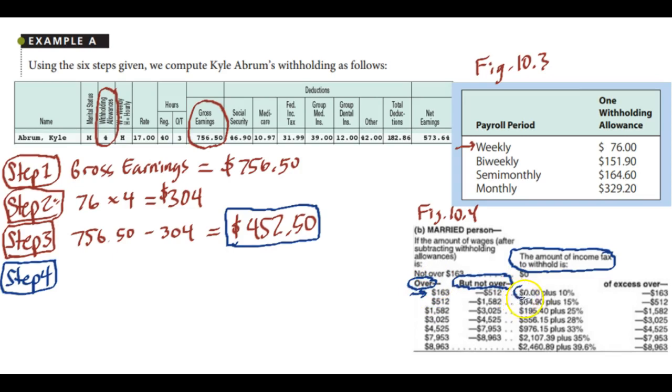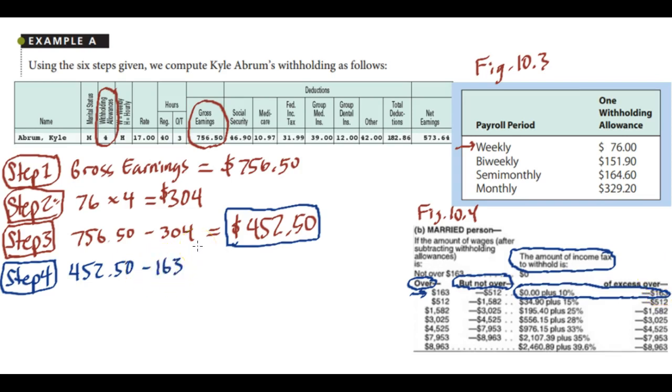So we're going to be looking at this same row. We're going to be looking at $0 plus 10%. So I'm going to look at the 452.50, the amount that we found from step 3. Now we're in step 4. We're going to subtract the excess over 163. So we're looking at the excess portion, and we're going to subtract 163.